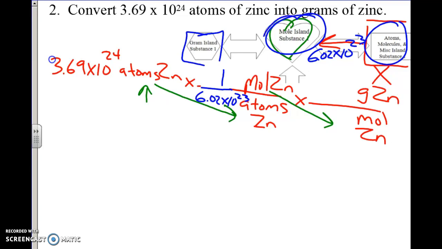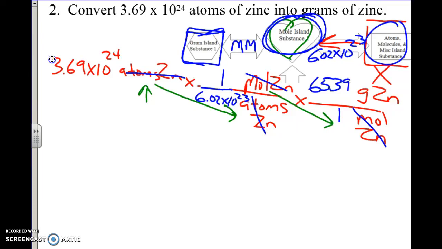So right now we're at Mole Island, and now we got to go to Gram Island. That bridge is molar mass, or grams per mole, or looking at the periodic table, whatever works best for you. So you have to go get a mass off of the periodic table. And we find out that zinc is 65.39 grams in 1 mole. Our moles of zinc cancel out there. Our atoms of zinc cancel out there. The numbers don't cancel out, though.